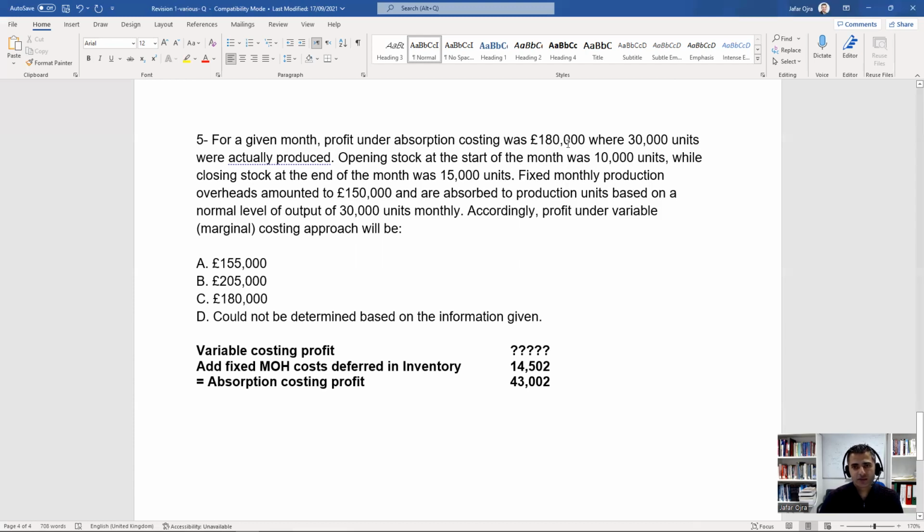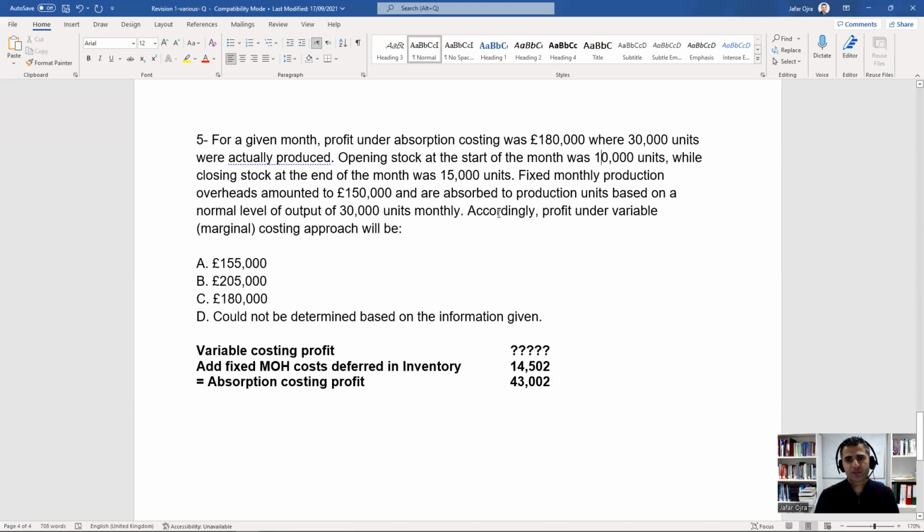So if you look here, you can see that we have 5,000. Why? Because the opening stock at the beginning of the month is 10,000, while the closing stock is 15,000. So in this case, the closing stock would be 15,000 and the opening 10,000. That's fine, so that would be 5,000 units.